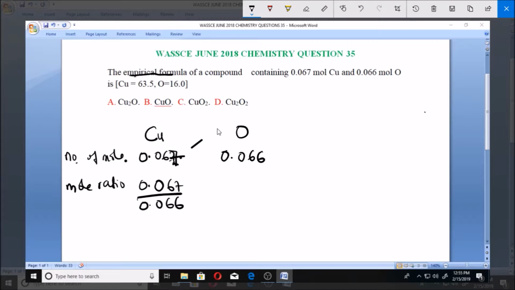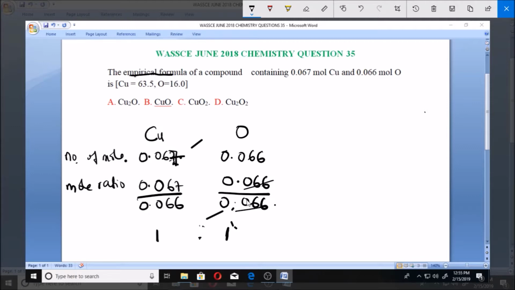So we have 0.067 over 0.066. Then here we have 0.066 all over 0.066, which is also the smaller one. So this will enable us to have a ratio. When you divide this by this, you're going to have 1. But when you divide this by this, you're also going to have 1. It's close to 1. So we have 1:1 as the ratio.